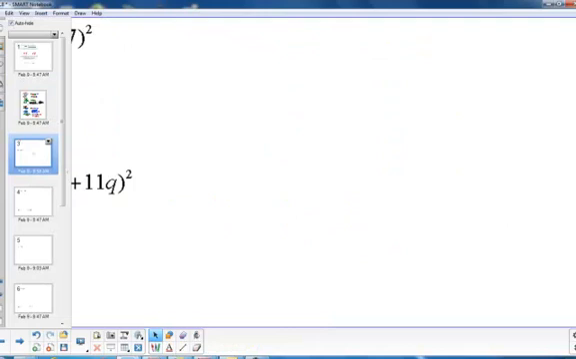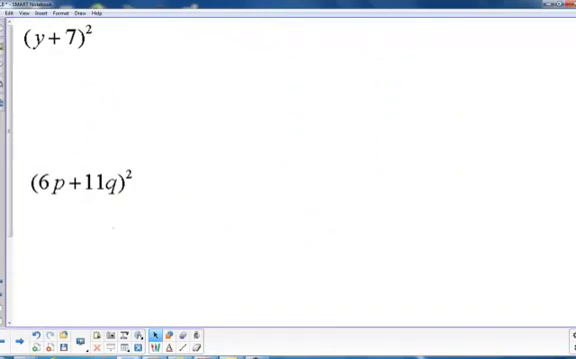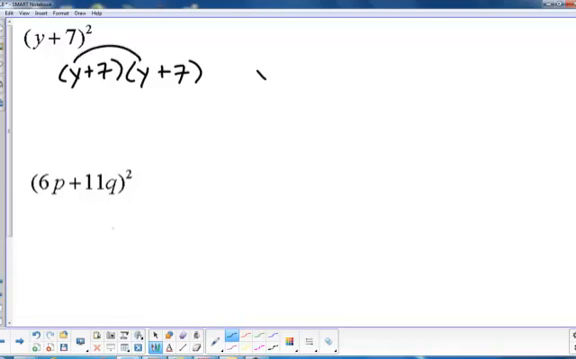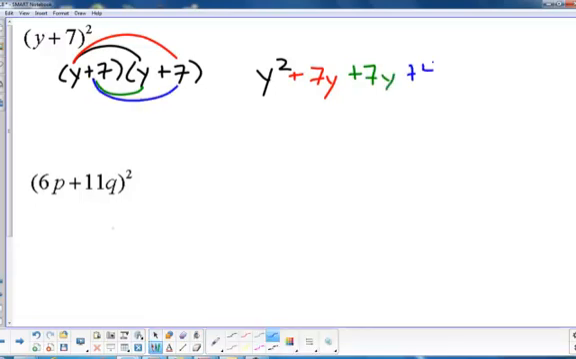How great. All right, so now we're going to actually do them. I'm not going to use the rule. We're just going to multiply this out. Feel free to use the rule if you so desire. I'm not into rules. So y times y is y squared. Y times 7 is 7y. 7 times y is 7y. 7 times 7 is 49.